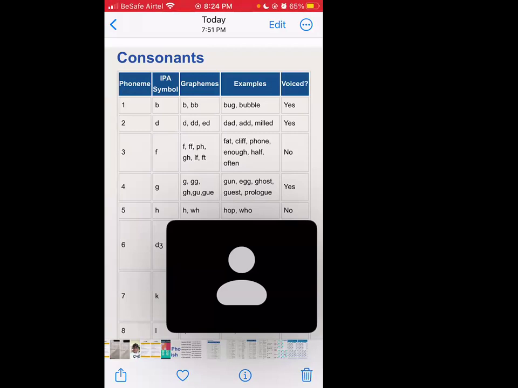B. Can we do that? Someone should try it, please. Say B. B. Good. Now, is there a vibration on your throat? Yes, ma'am. Good. Now, that simply means the sound is voiced. If you produce a sound and there's no vibration, it means it is not voiced.